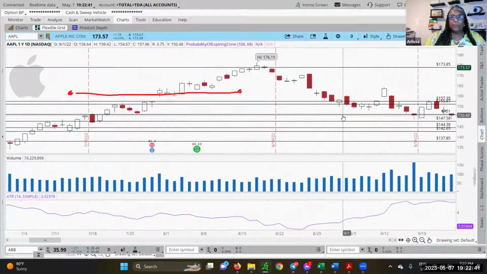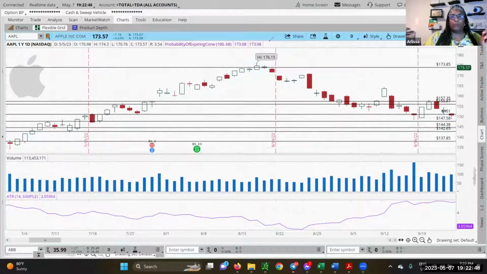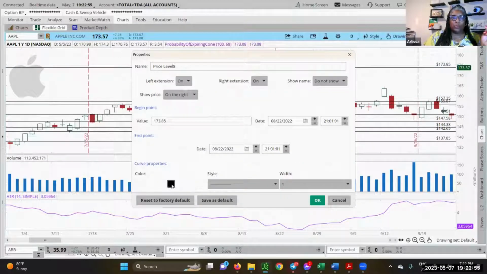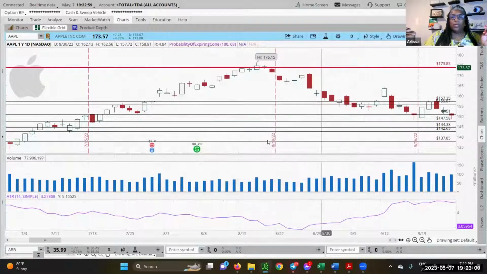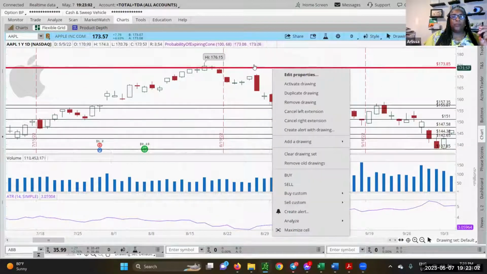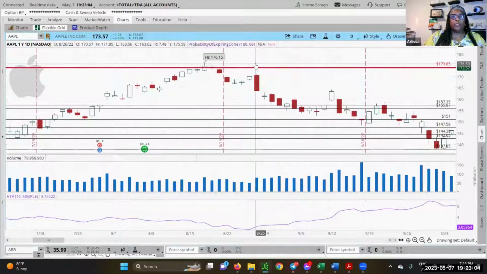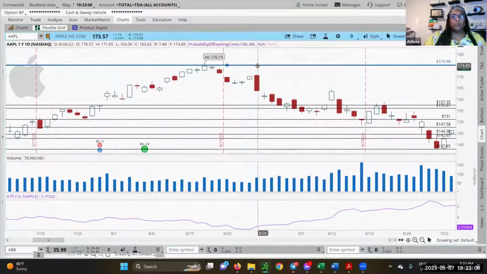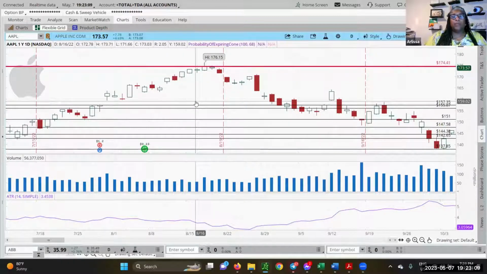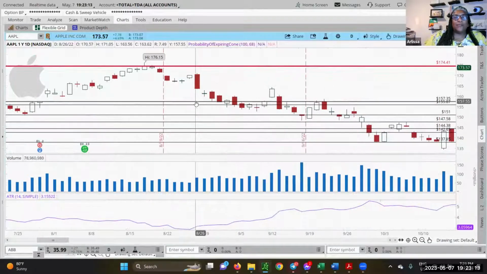Okay. Let me erase this because we don't need you. We're looking at our resistance area up here. Let me turn this into something that's a little bit easier for us to read. Okay, this is where we are. There we go. This is our resistance, 176.15.